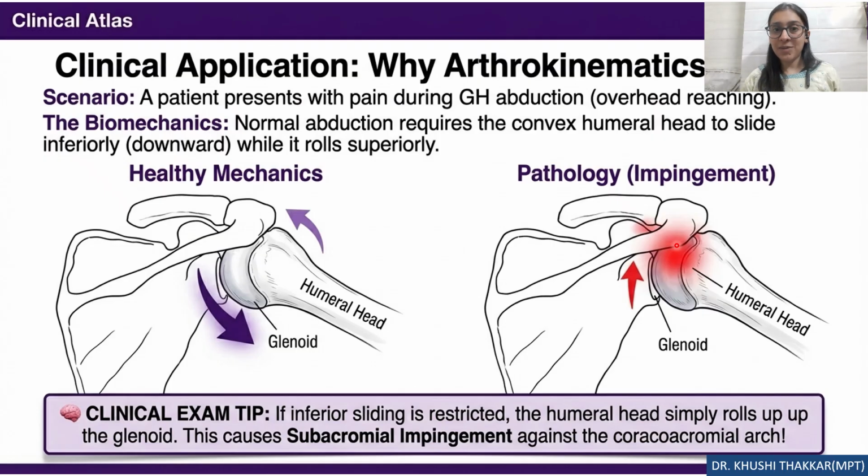Now, if you have seen the previous lecture, you will be able to answer why the inferior slide does not happen and which set of muscles help the inferior slide. Always remember for your exam tip that inferior sliding is restricted. The humerus head simply rolls up the glenoid. This causes subacromial impingement, and there are contents of the subacromial space. You have to recollect that from the previous lecture. This happens against the coracoacromial arch.